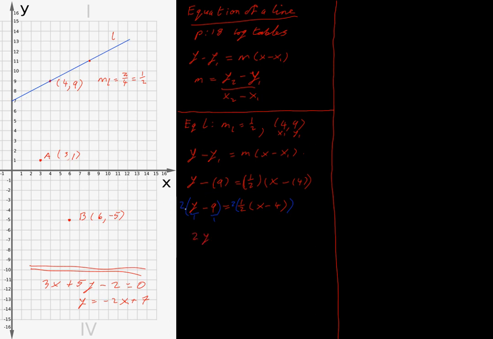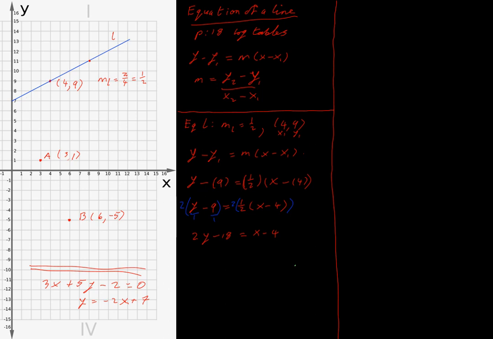So 2 multiplied by each thing inside this bracket. So 2 multiplied by y is 2y. 2 multiplied by minus 9 is minus 18, is equal to 2 divided by 2 is 1. So I'm just left with 1 multiplied by x minus 4, which is x minus 4. Now getting rid of that fraction has made everything a lot nicer for me to deal with.